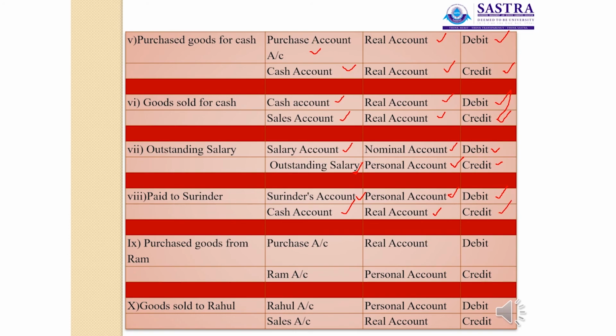Then the next one is purchased goods from ROM. Here there are two accounts involved: purchase account and ROM account. Purchase account is a real account. ROM account is a personal account. Here you have to apply the rule. Purchased goods come into the business, so that account will be debited. The ROM account, that is the personal account, credit the giver. So the ROM account will be credited.